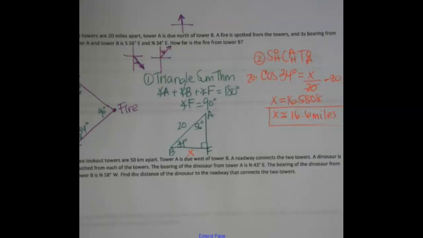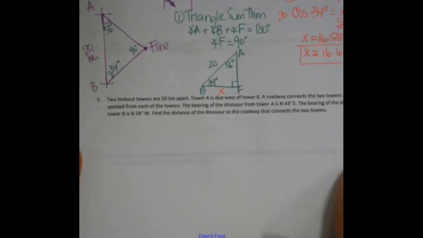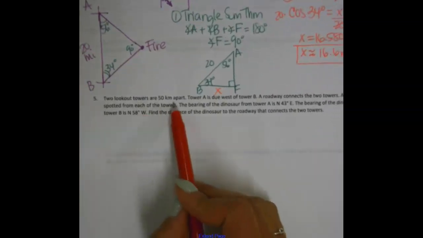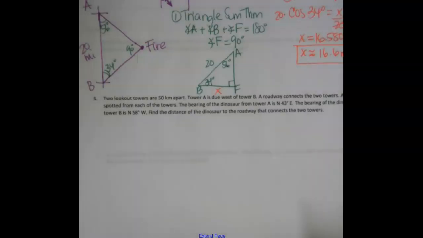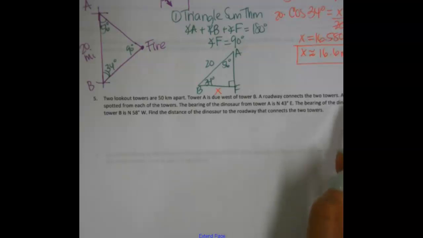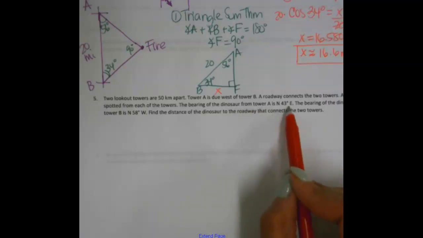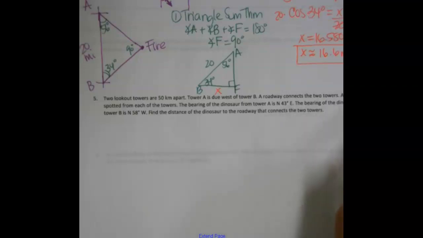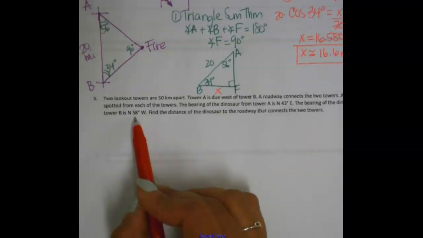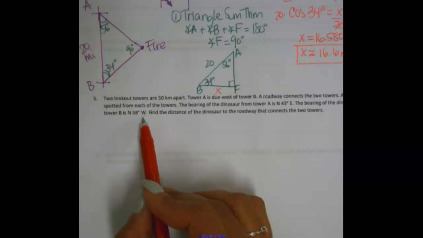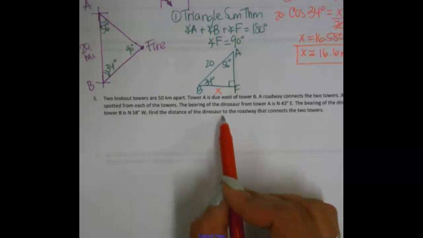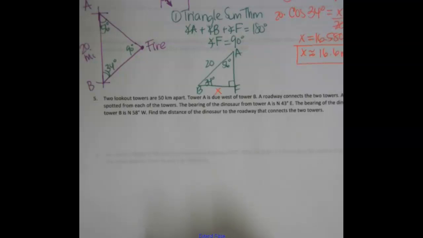All right, let's go ahead and look at question number 5. So for question 5, it says 2 lookout towers are 50 kilometers apart. Tower A is due west of Tower B, and a roadway connects the 2 towers. A dinosaur, wow, okay. A dinosaur is spotted from each of the towers. The bearing of the dinosaur from Tower A is north 43 degrees east. A bearing of the dinosaur from Tower B is north 58 degrees west. You need to find the distance of the dinosaur to the road that connects the 2 towers.